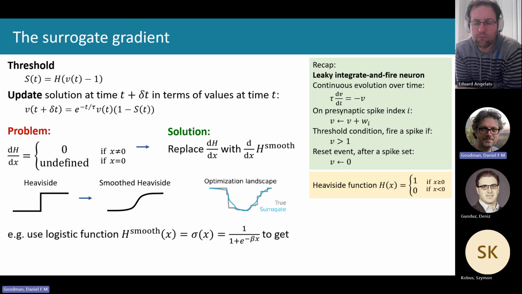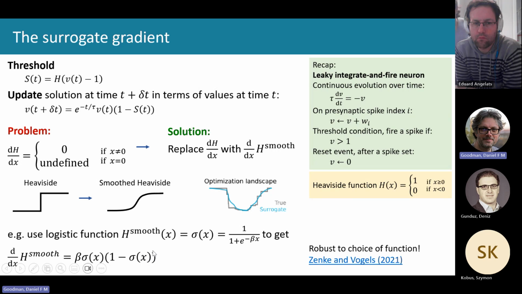As an example, people often smooth using a logistic function. If we smooth with this logistic function, the derivative has a nice form, it's quite easy to calculate. And it's all built into PyTorch, which is maybe why everyone does it. But it actually doesn't really matter what function you use. This guy, Friedemann Zenker, is the one who came up with this technique. He tried out a bunch of different functions, and basically the thing learns no matter what function you use in here.